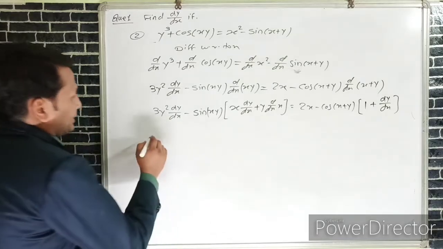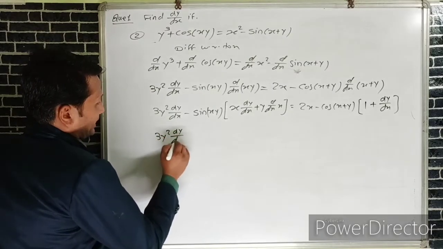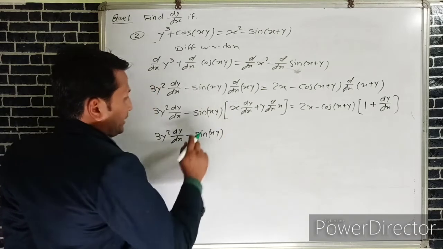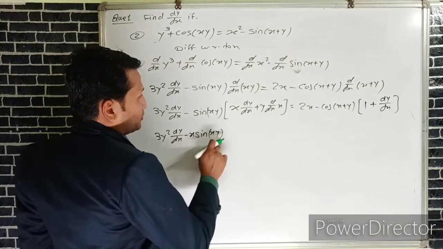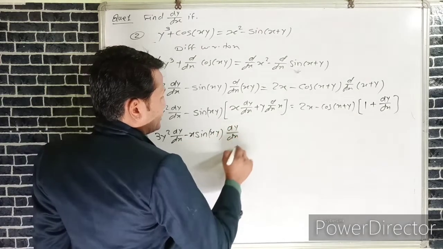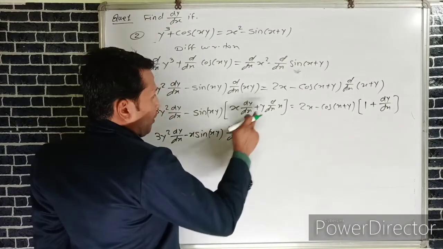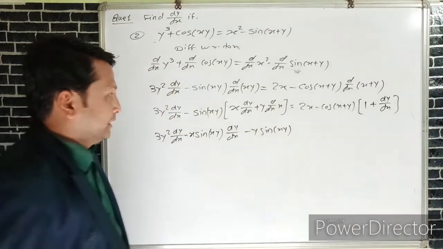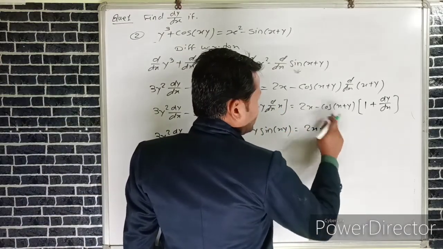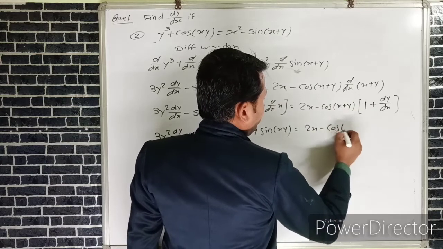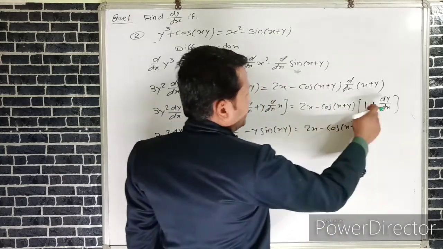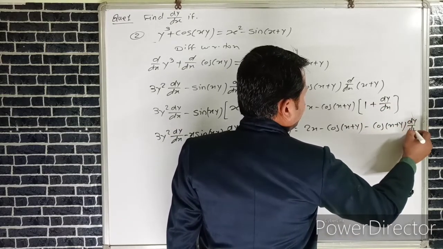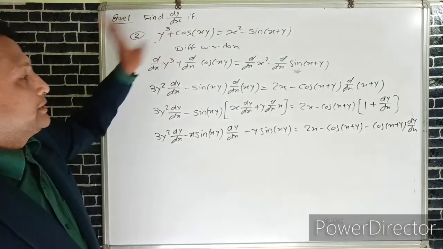After simplifying, we can write 3y square into dy by dx minus sin of xy into x minus x sin of xy into dy by dx plus, minus minus, y into sin of xy, and the derivative of x is 1, is equal to 2x minus cos of x plus y into 1, cos of x plus y. This term, minus plus minus, we can write as minus cos of x plus y into dy by dx. We have to find dy by dx.